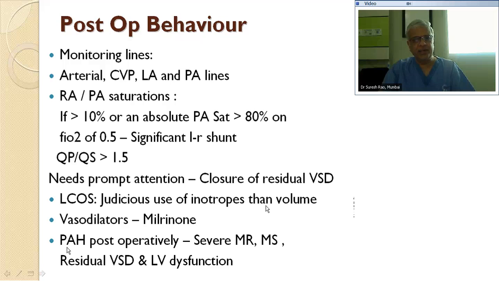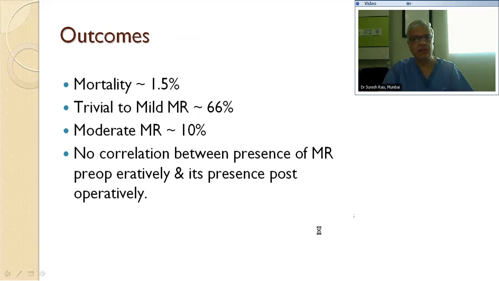PH is seen post-operatively, and if it is seen, in addition to the crisis and the reactivity of the pulmonary vascular bed, we have to look for severe mitral regurgitation or stenosis when it's overcorrected, residual VSD or LV dysfunction from any cause, and that has to be ruled out before we could label it as a pulmonary arterial hypertensive crisis.